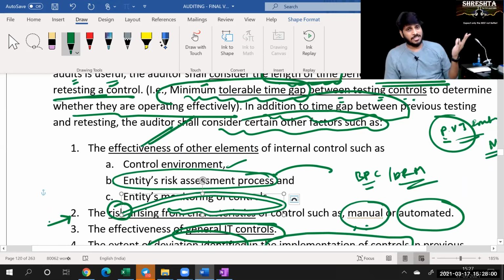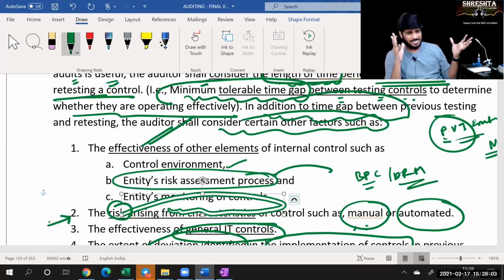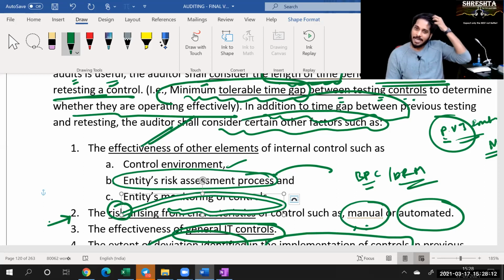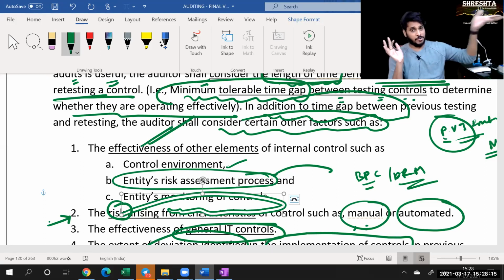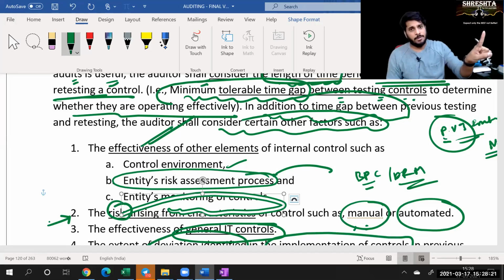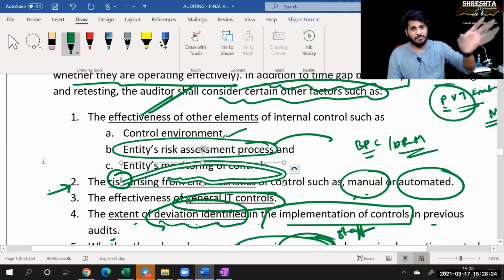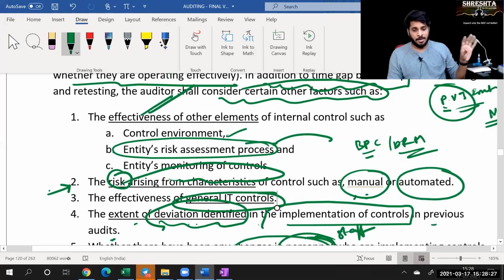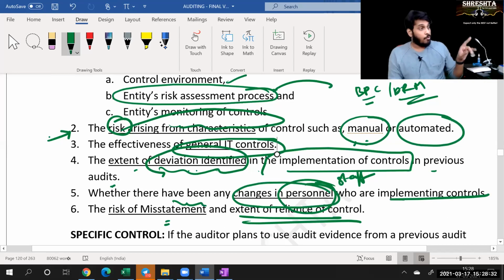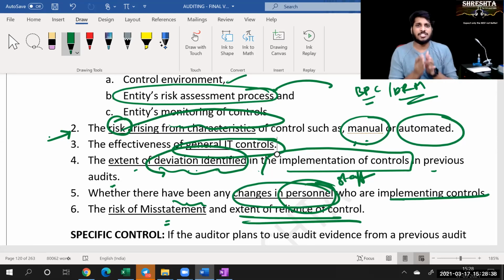Suppose you have last year's evidence, and first of all the time gap is the most important. Is it an acceptable time length? Is it acceptable or not? The first thing you need to check is the time gap. Yes, if it is an acceptable period, I can use that evidence in the current year, subject to the following: the overall organization environment, the risk assessment process, and the entity's monitoring of controls are effective. Risk characteristics I have to consider. Effectiveness of IT controls I need to consider. What deviations I identified in the last year based on the information I have, that I need to consider. Based on that, I can place trust in the current year by using evidence that I got last year.